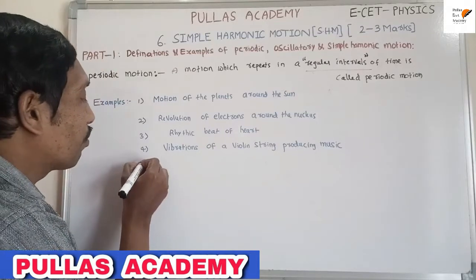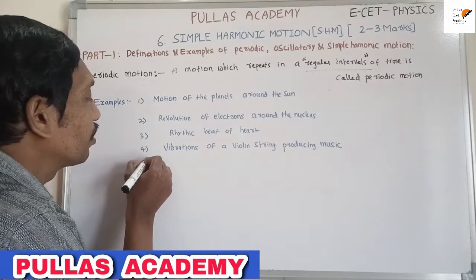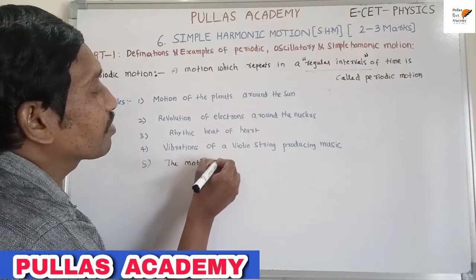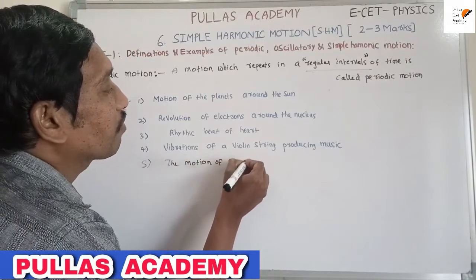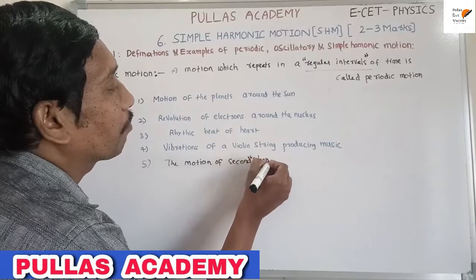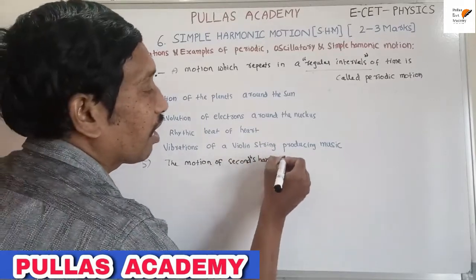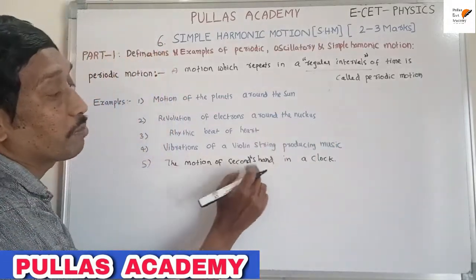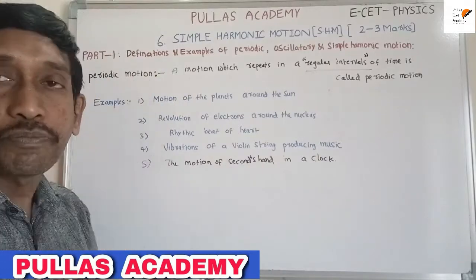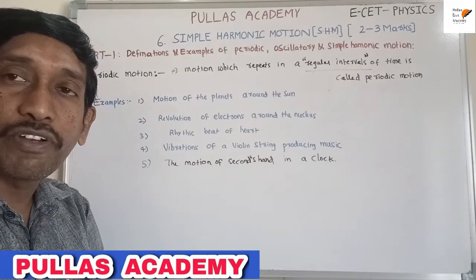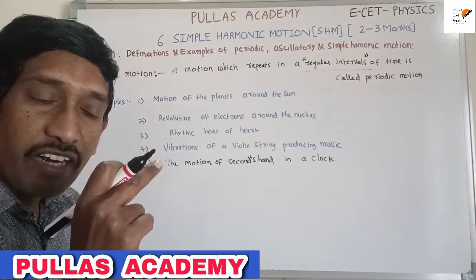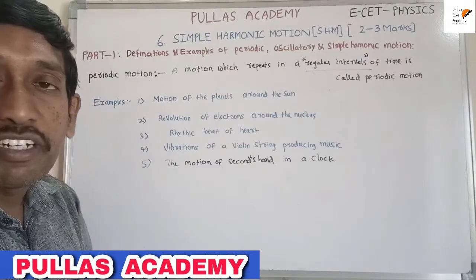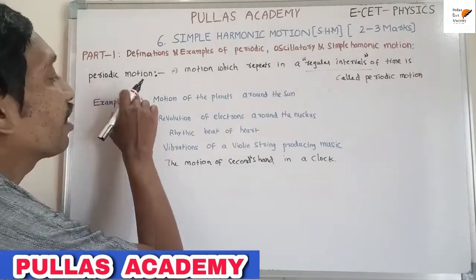If you want some more, here is one more best example that everyone knows: the motion of the seconds hand, minutes hand, or hours hand in a clock, or in a wrist watch or any watch. For example, the seconds hand repeats its motion after 60 seconds. In 60 seconds it completes one revolution. That means every 60 seconds it repeats its motion. That's why this is one of the periodic motions.